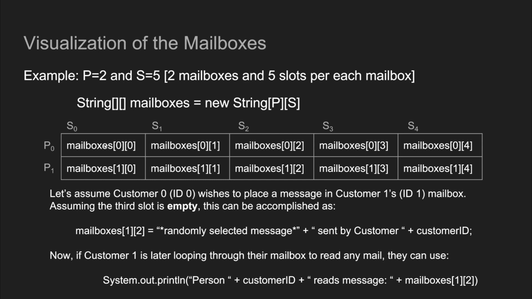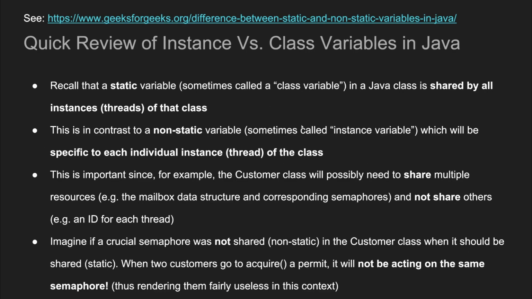So say if mailboxes 00 is filled with a string, this semaphore corresponding to this row of person P0's mailbox should have 4 permits left, because there are 4 open spaces. And down here, whenever someone reads something from their mailbox, you would release a permit to represent you gaining another slot in your mailbox. So this is pretty important.